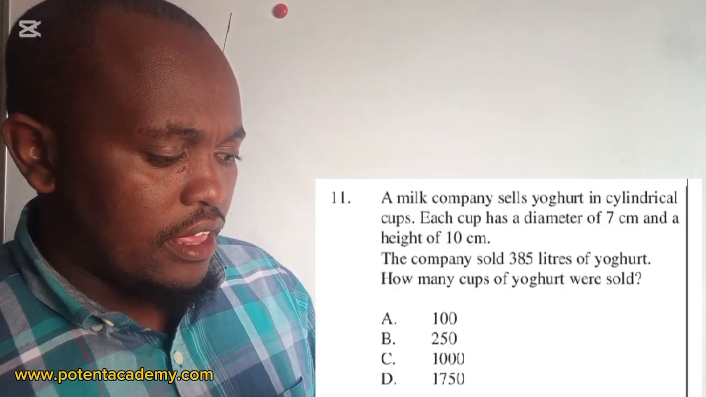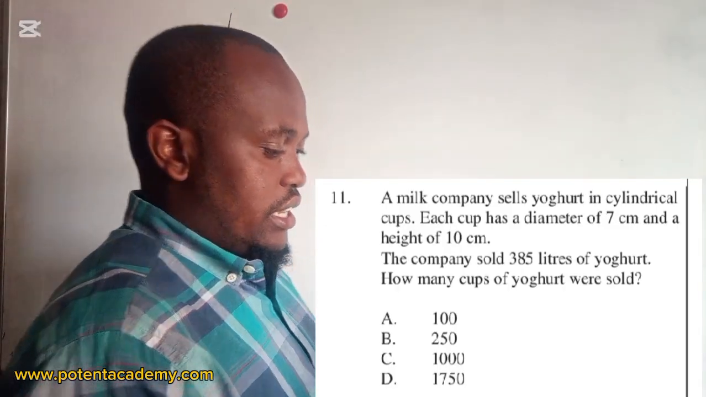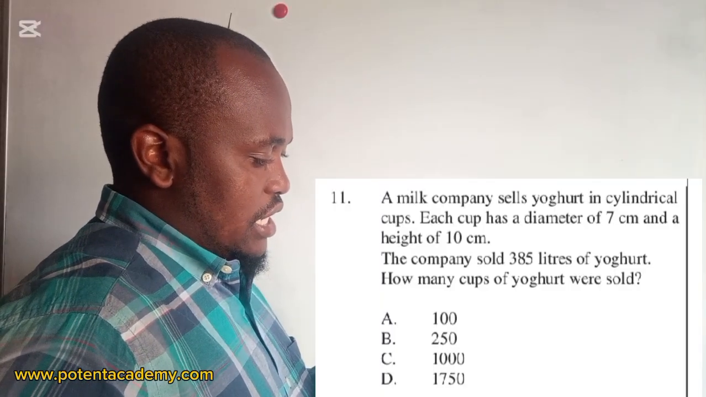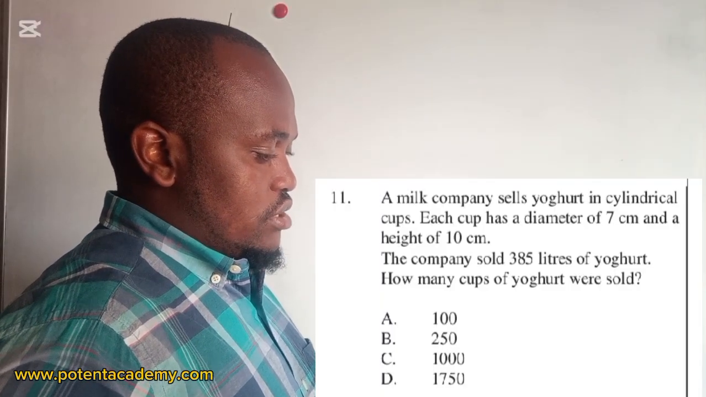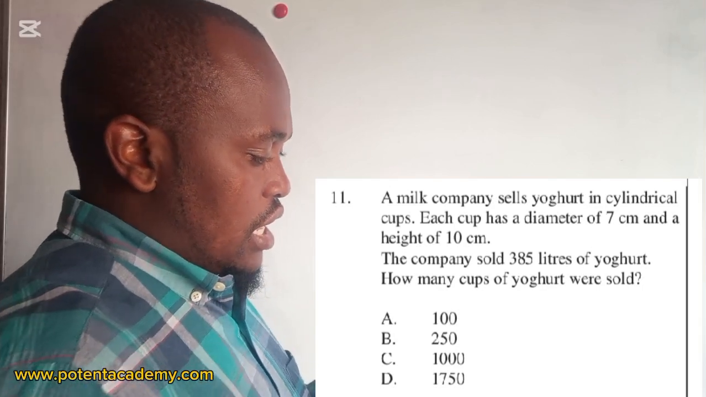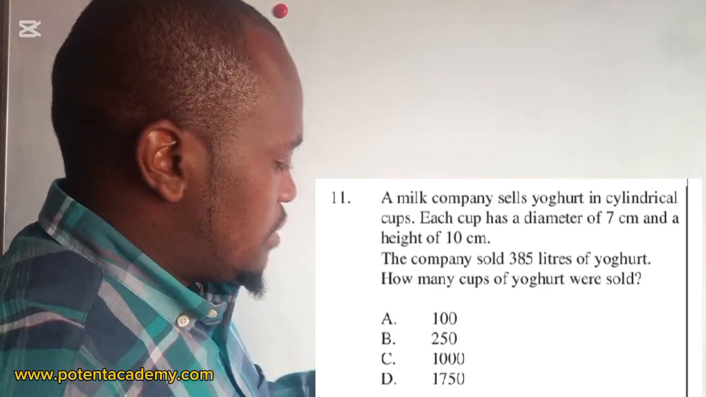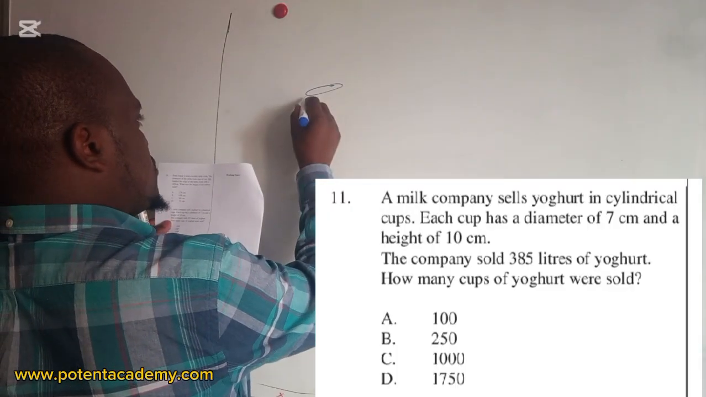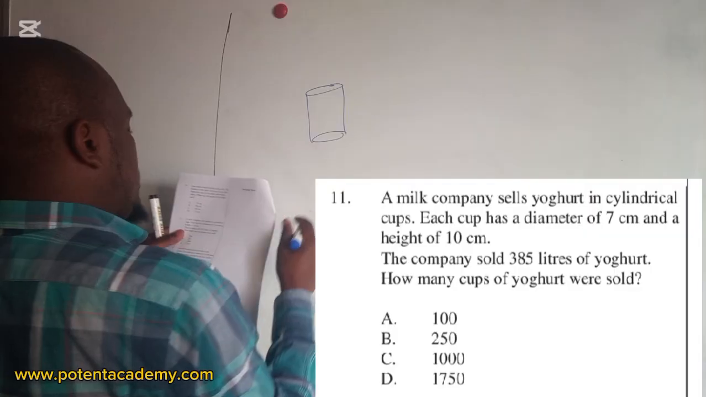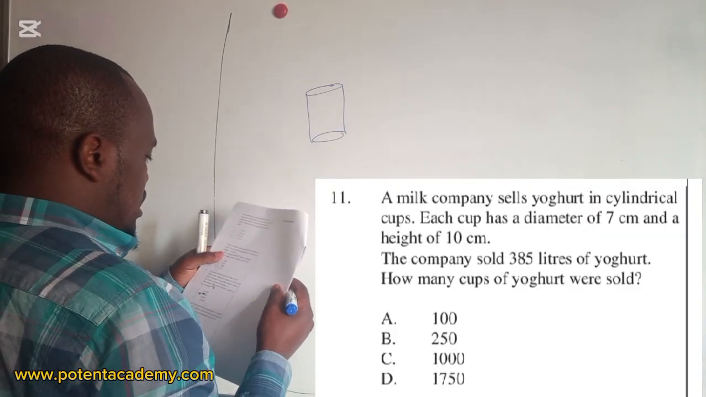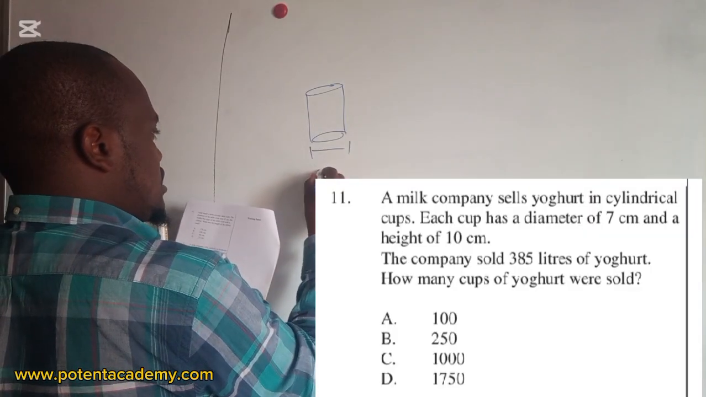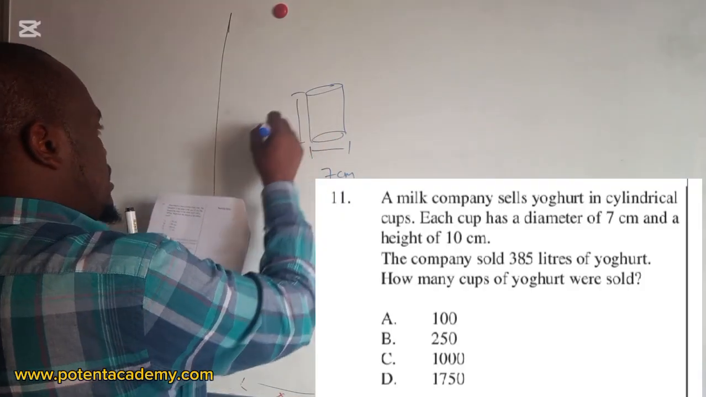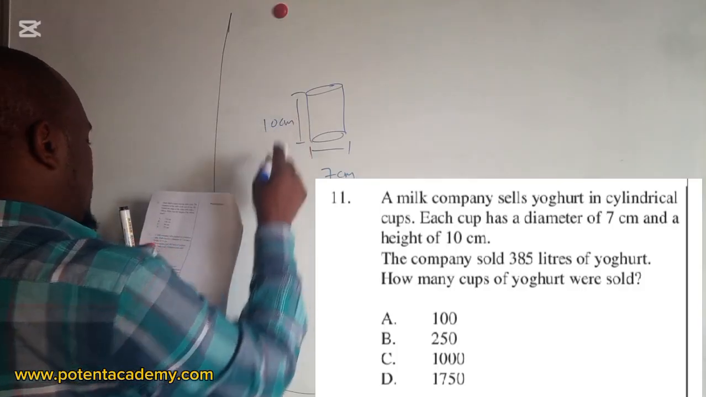Question 11. A milk company sells yogurt in cylindrical cups. Each cup has a diameter of 7 centimeters and a height of 10 centimeters. The company sold 385 liters of yogurt. How many cups of yogurt were sold? So a company sells yogurt in cylindrical cups. So we'll assume these cups are in cylinder. Each cup has a diameter. This one is 7 centimeters, the cups, and the height, this is 10 centimeters.